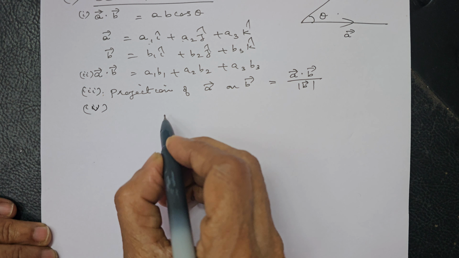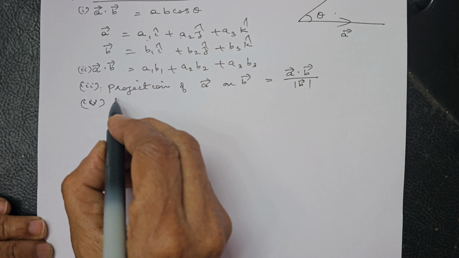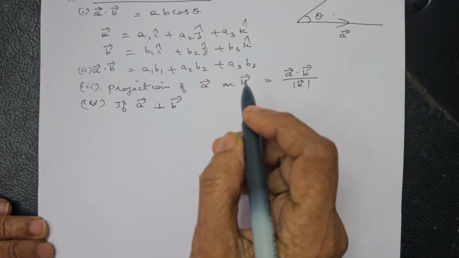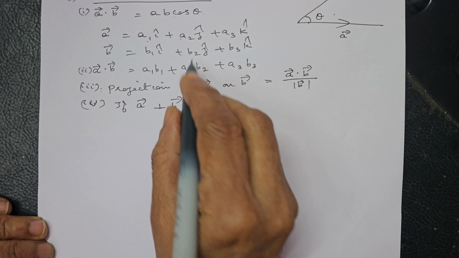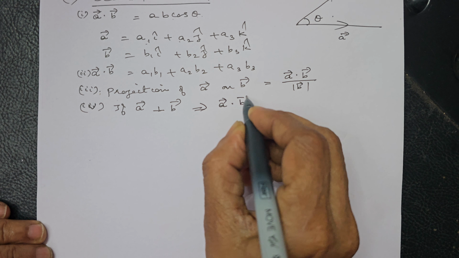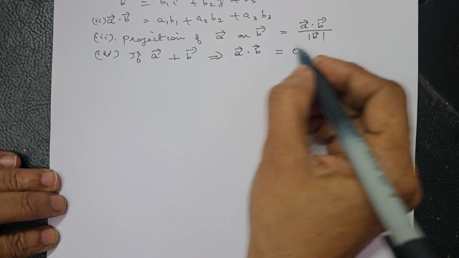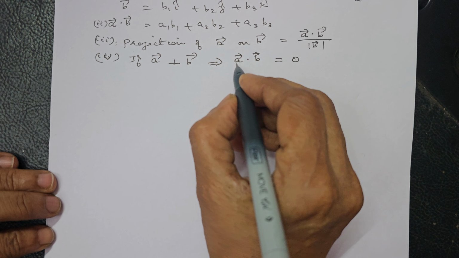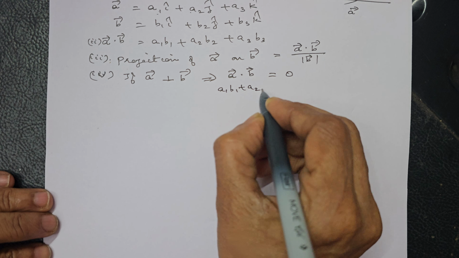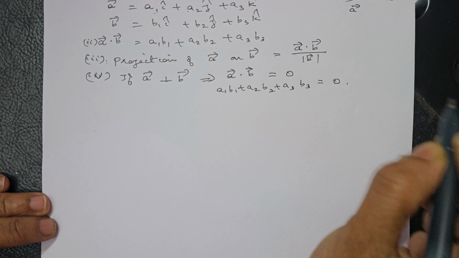Now, next application is how to find if 2 vectors are perpendicular or not. If vector A is perpendicular to vector B, theta is 90, cos 90 is 0. Therefore A dot B should be 0. If A is perpendicular to B, A dot B is equal to 0. That is, A1 B1 plus A2 B2 plus A3 B3 will be equal to 0.